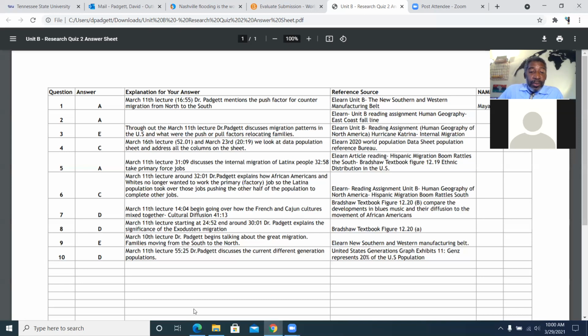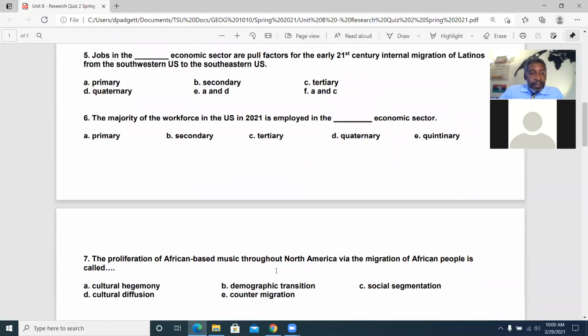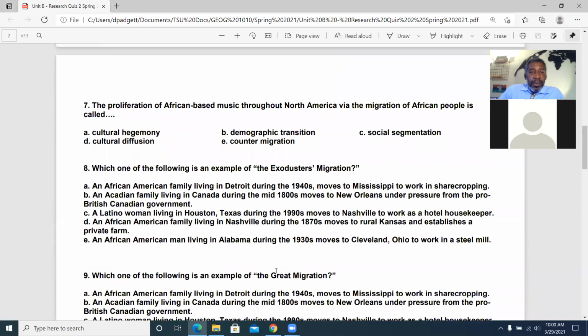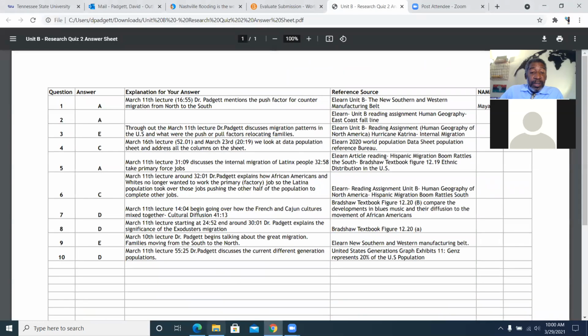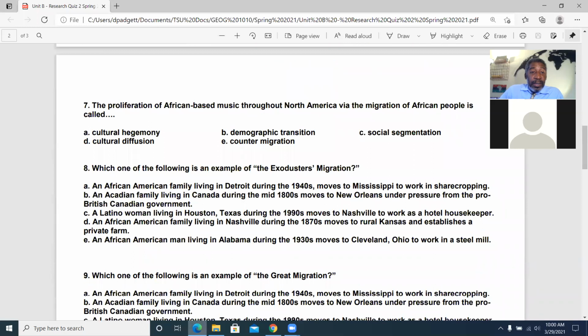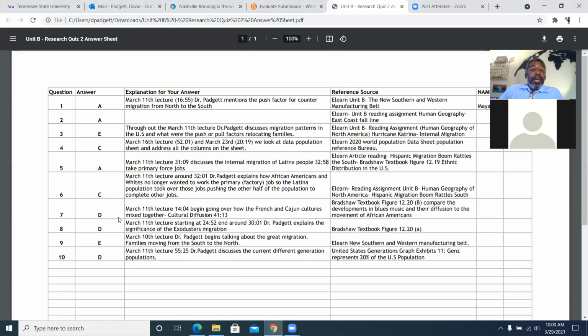Okay, let's go on to the next one for Weaver, number 7. The proliferation of African-based music throughout North America via the migration of African people is called, and Weaver's answer is D, cultural diffusion, correct. So she got that one correct.